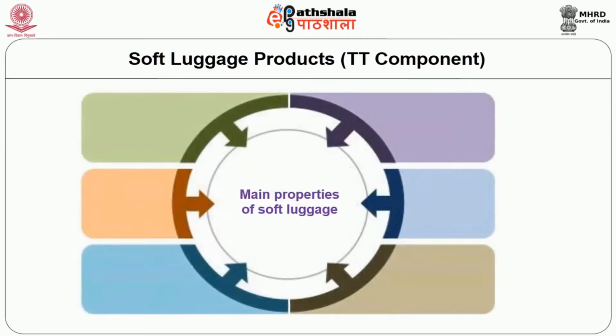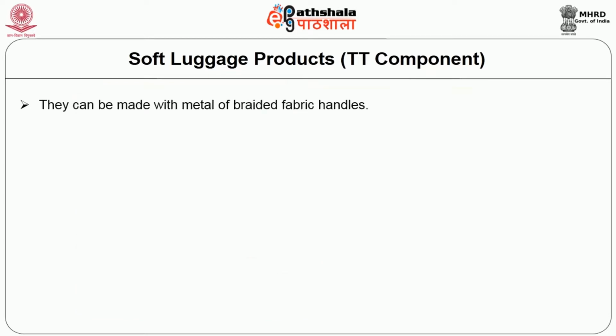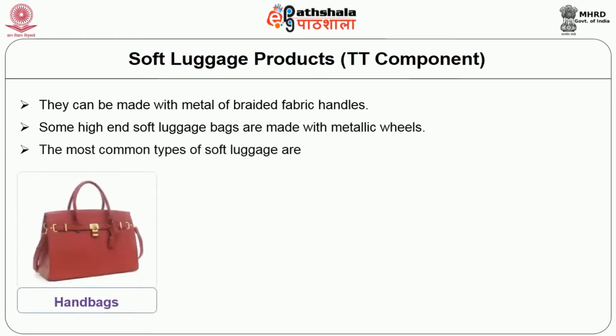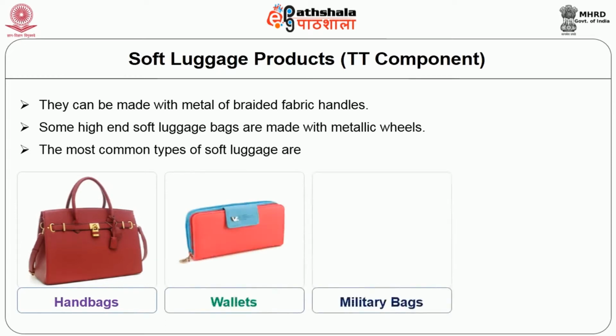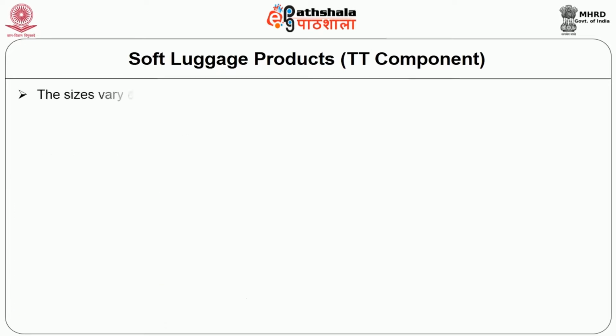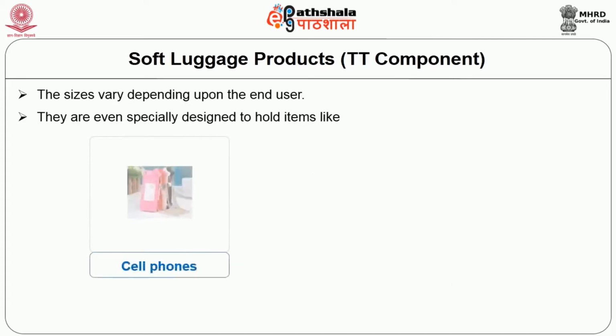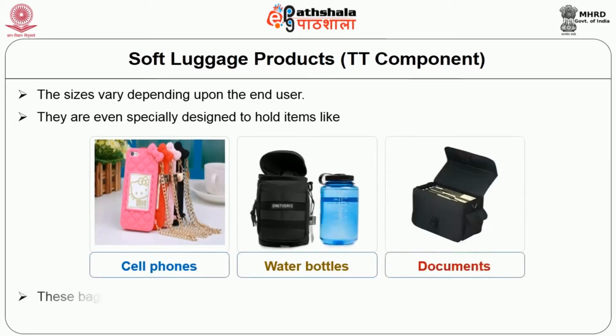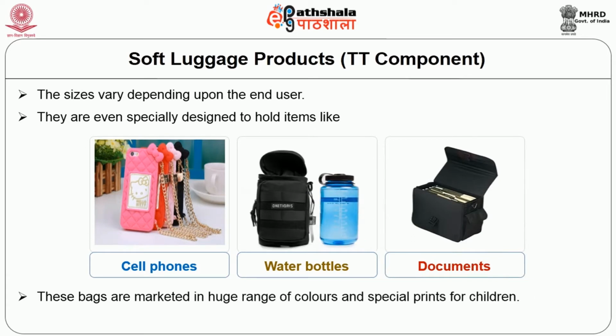The main properties of soft luggage are softness, lightweight, flexible material, durability, elasticity and tear resistance. They are made with metal or braided fabric handles. Some high-end soft luggage bags are made with metallic wheels. The most common types of soft luggage are handbags, wallets, military and athletic backpacks. The size varies depending upon the end user. They are even designed specially to hold items like cell phones, water bottles and documents. These bags are marketed in a huge range of colors and special prints for children.